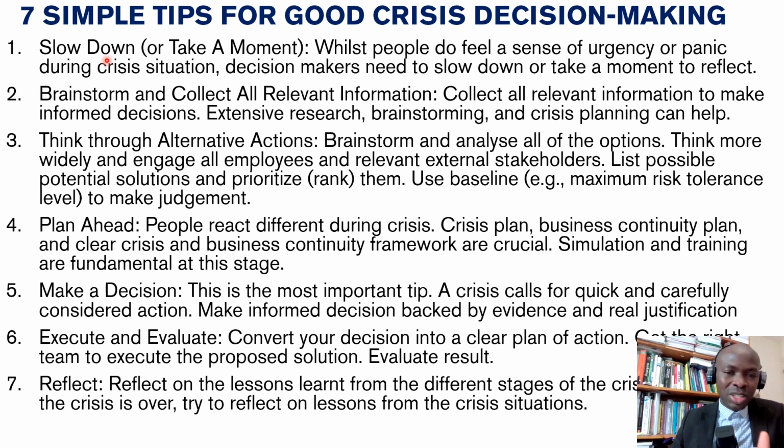So for me, these are the 7 tips for good crisis decision making. Number one is to slow down, take a moment. Number two, brainstorm and collect all relevant information. Think it through. Don't rush it, don't be rash, even though we know speed is of the essence, but think it through and have very clear ways of achieving that, and plan ahead as well. Try to make a decision. Don't just leave it to chance. Make a decision, and then of course execute, evaluate your decision and reflect. So these will be my 7 top tips for crisis decision making.